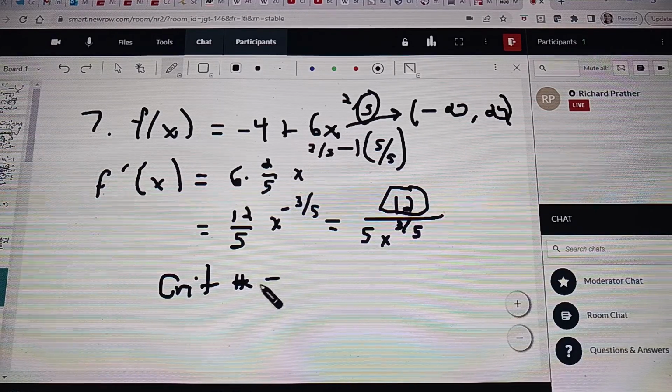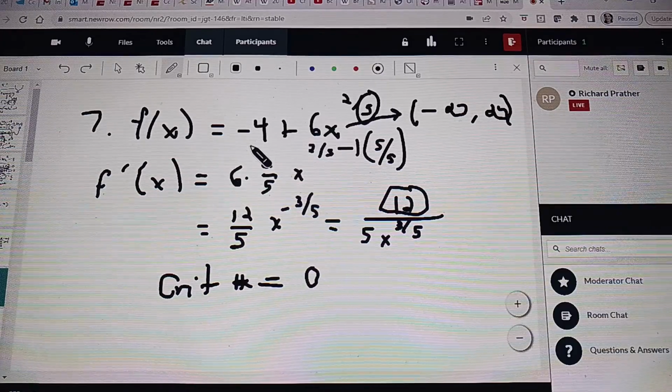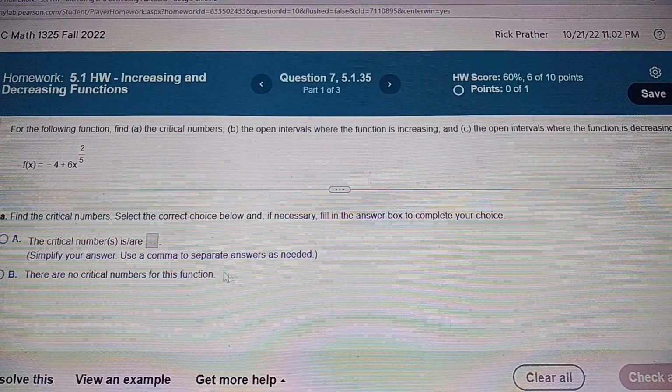Literally 0 itself would make the denominator 0, because 0 to the 3rd power is 0, the 5th root of 0 is 0, and 0 times 5 is 0. So 0 makes the denominator 0, which makes the derivative undefined, and it does not make the original function undefined. If you plug 0 in here, you're going to get 0 plus -4, which is -4. So there's the first time we've seen a critical number that came from a spot that's undefined in the derivative, but it's not undefined in the original problem. So we've got one and only one critical number, 0 itself.